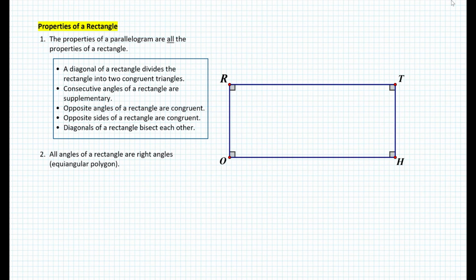One additional property is that all angles of a rectangle are right angles. As a matter of fact, it's also called an equiangular polygon. And finally, there's something else that can be said about diagonals.